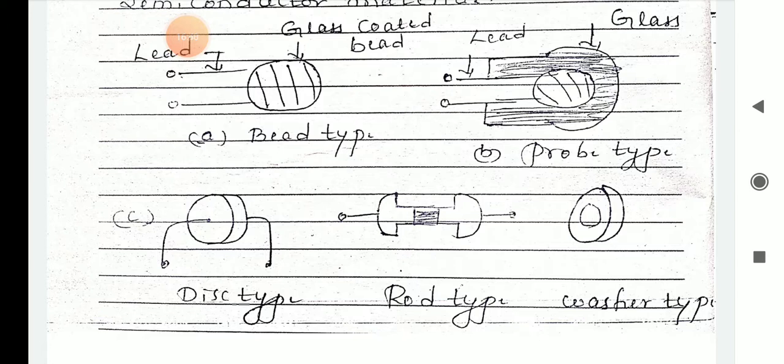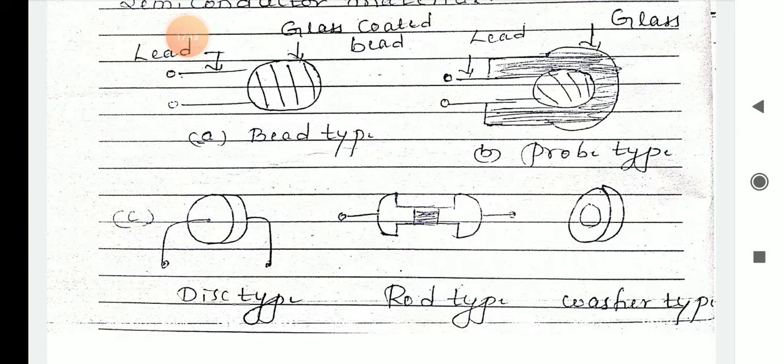Third one is the disc type thermistor, which is made by pressing material under high pressure into a cylindrical disc shape with a diameter from 2.5 mm to 25 mm. As per the requirement of the system, the washer type thermistor is also available in the market, as shown in the figure.